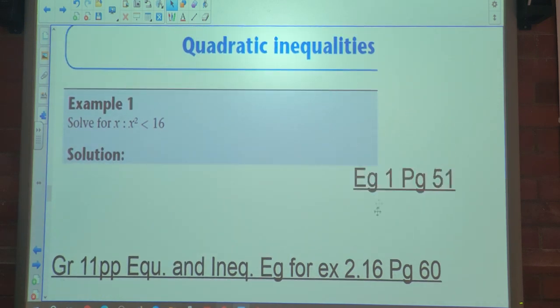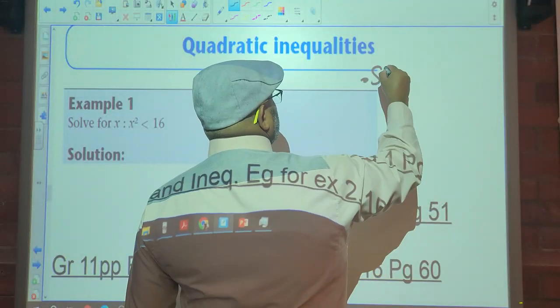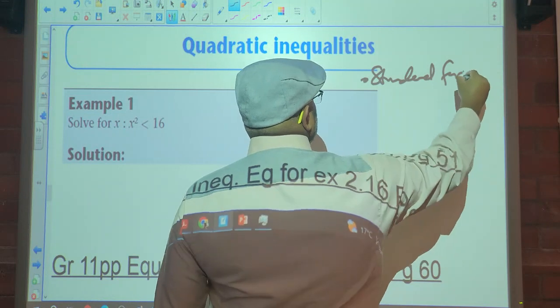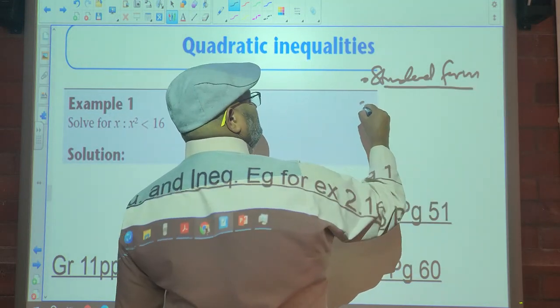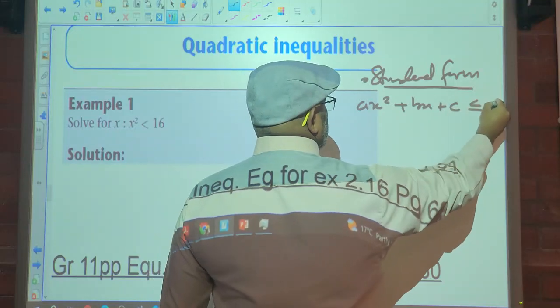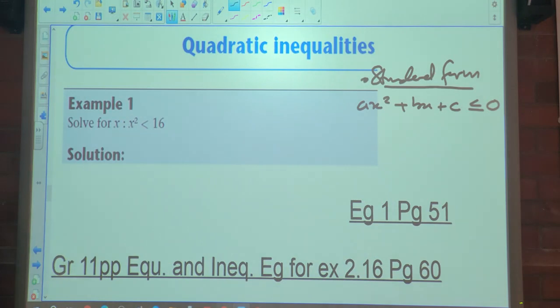So the first step is to get this into standard form. So that's step 1: get it into standard form. So what is standard form? ax squared plus bx plus c is less than or equal to 0, or less than 0, or more than or equal to 0, or more than 0, whatever. That's the first step we need to do.